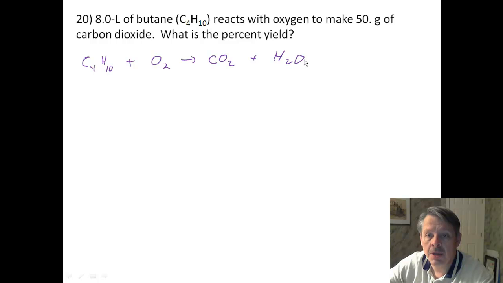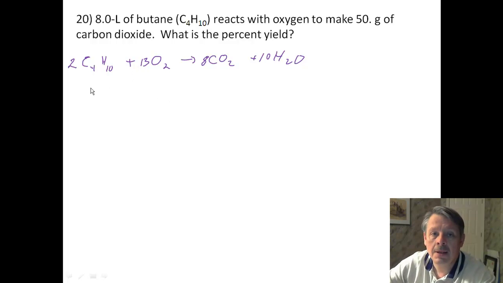All right. It looks like we have to have 5 waters, but then we're going to have an odd number of oxygens. So I'm going to double this, and that's going to give me 8 of those. It's going to give me 20 hydrogens, so that's 10 over here. That gives me 5 O2s plus 8 O2s is 13 O2s. So there is my balanced chemical reaction. Right. I start out with 8.0 liters, and I'm trying to figure out 50 grams. Oh, 50 grams of carbon dioxide.